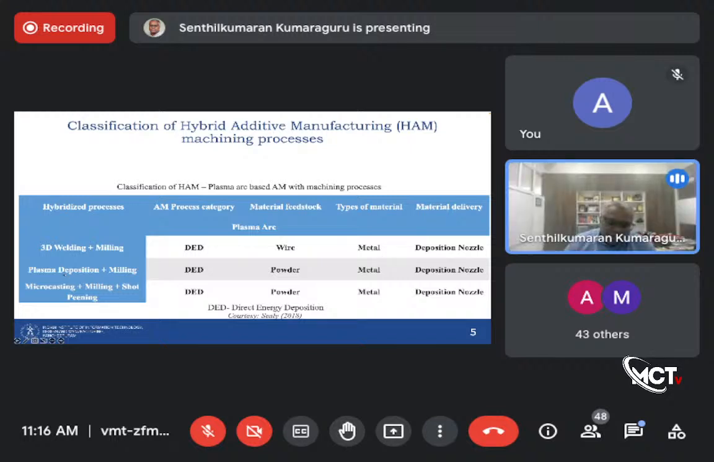You can use plasma deposition, still using the powder and the energy of the plasma. That way, it again becomes a DED machine, and then it becomes hybridized. You can also do micro casting, milling plus sharp peening. So again, this is a hybridized process where you do a little bit of casting and then milling, and sharp peening, which is typically called a hybridized process. But here, you are using plasma as an energy source, plasma arc.